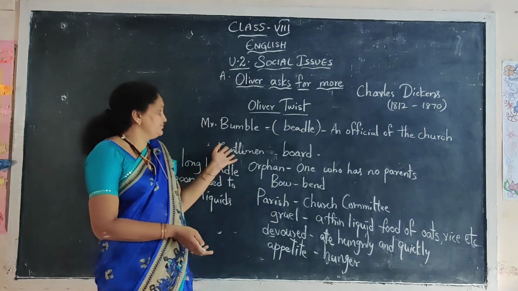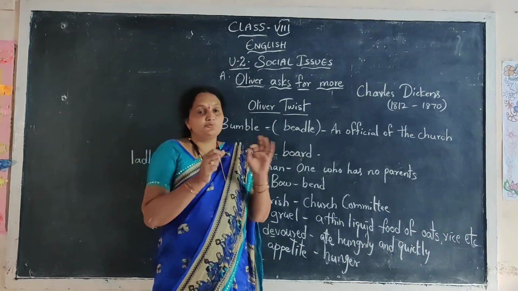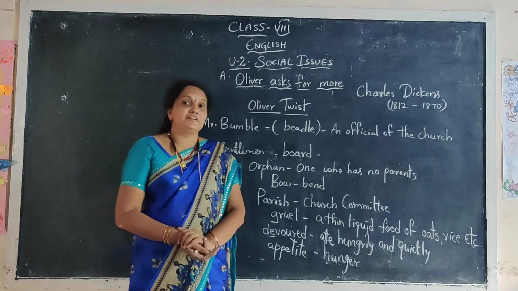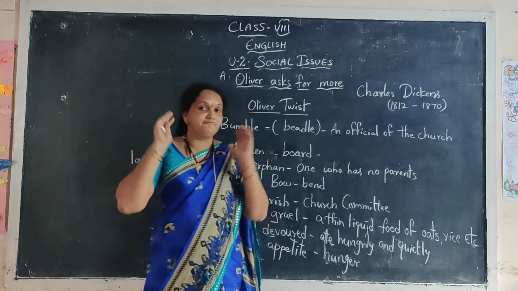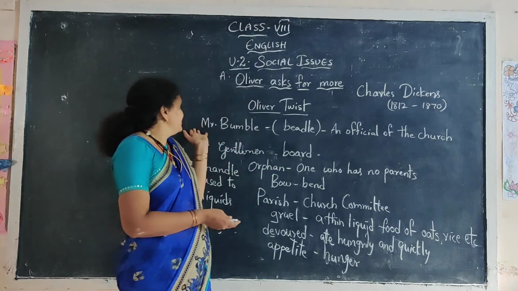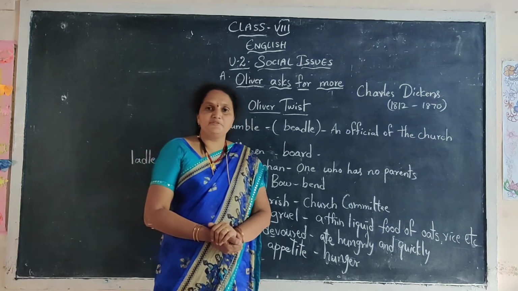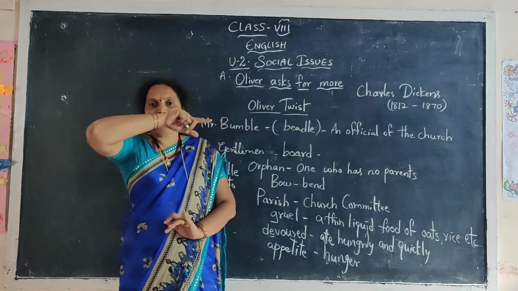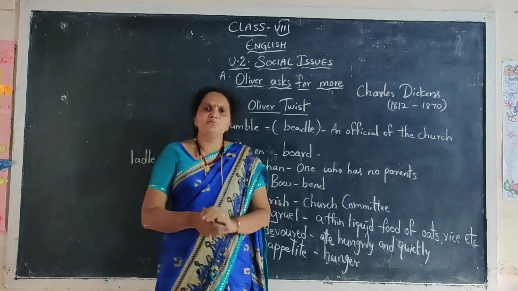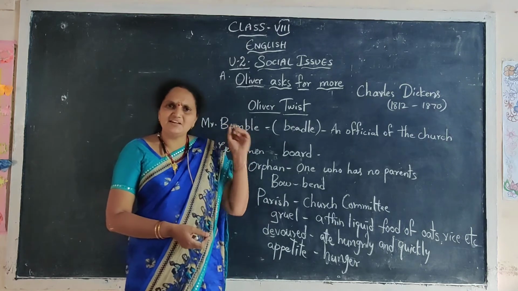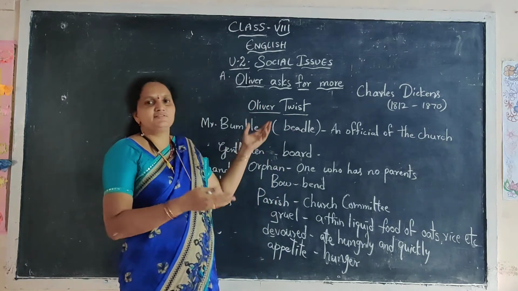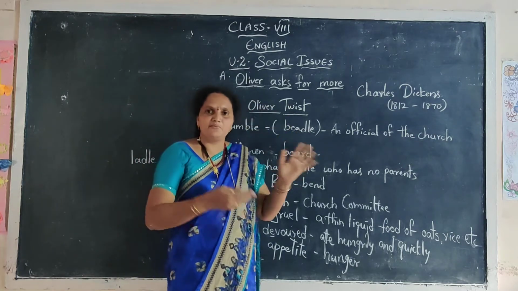And in fact, there was a board. Don't think it's a blackboard or a switchboard; a board means a board of directors. So eight or ten fat gentlemen are there in the board. One day, Mr. Bumble came to Oliver and told him that the board was calling him. Till then, Oliver did not know the meaning of board. He thought board meant a blackboard, everything.